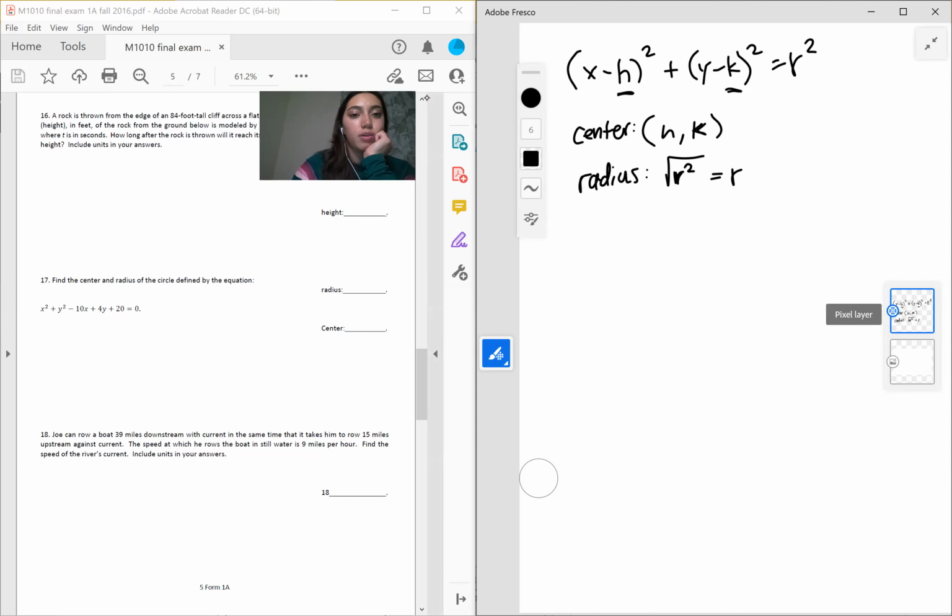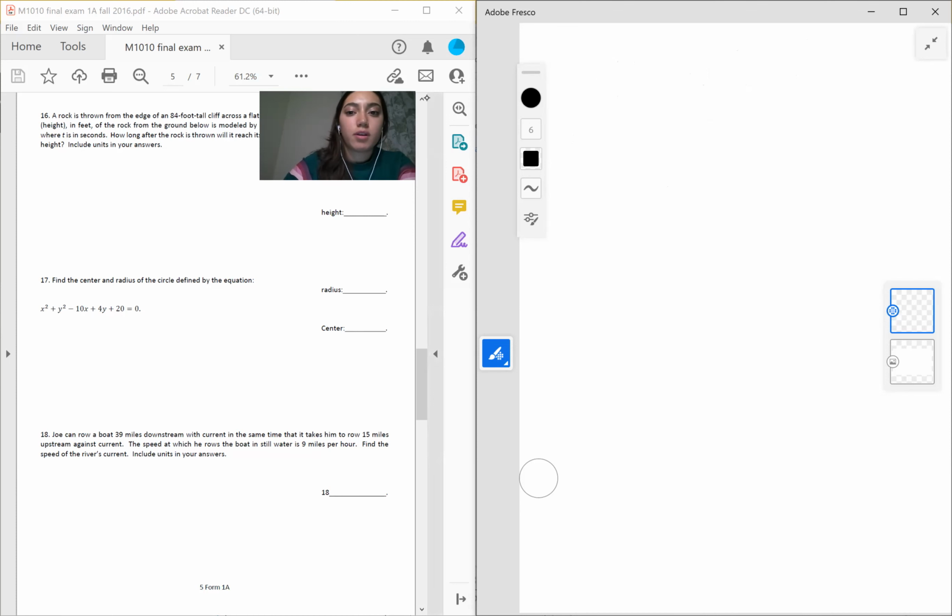Let's clear this out. So x squared, and then I'm going to write it all with the variables together. So minus 10x. I'm going to leave a little space here because we're going to be completing the square in order to factor. All right, so next we have our y squared, 4y, leave a space, and then I'm already going to just move the 20 onto the side.